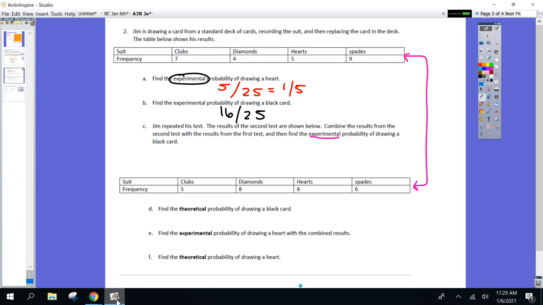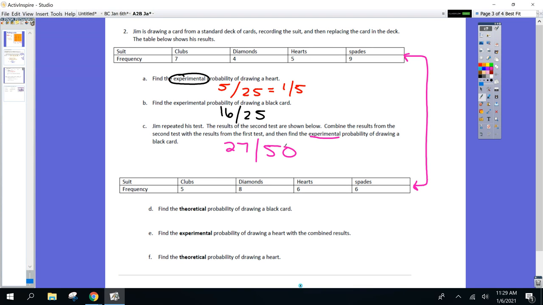Is it 29 out of 50? 29 out of 50. I got something less than 29. Oh, is it diamonds and spades? No. Black cards are clubs and spades. Oh, yeah. Clubs and spades are the black cards. It's 27 out of 50. There you go. And now look, Kian just said out of 50, because now we're combining both out of 50. Any issues so far?